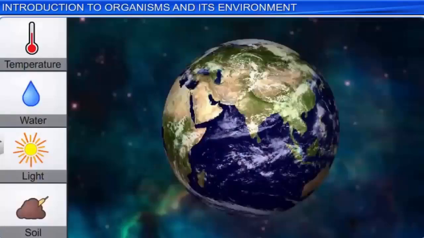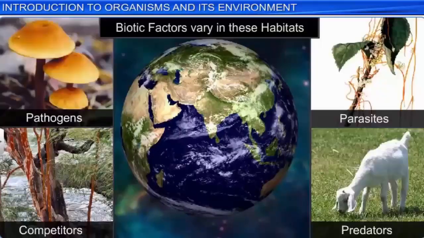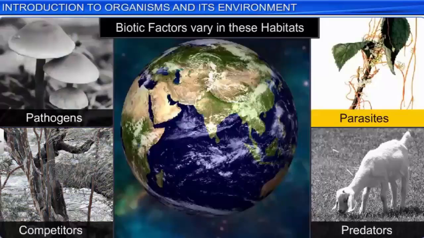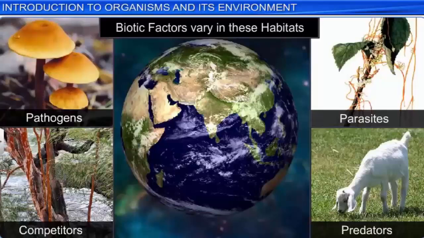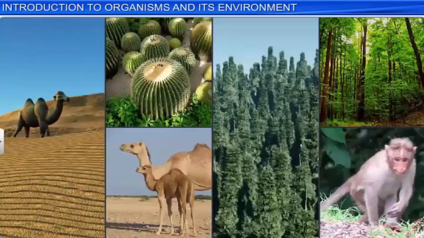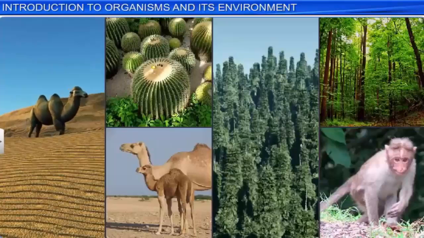The difference in chemical and physical conditions of these habitats is due to the variation in abiotic factors such as temperature, water, light, and soil. Apart from interacting with abiotic factors, the organisms also interact with the other living organisms in their habitats, such as pathogens, competitors, parasites, and predators. This is the reason why organisms differ from habitat to habitat. For example, the plants and animals in the Rajasthan desert are different from those in the Meghalayan rainforest.